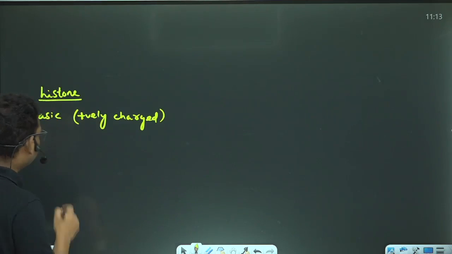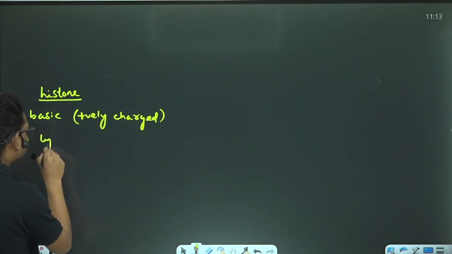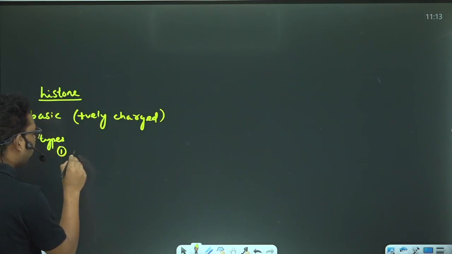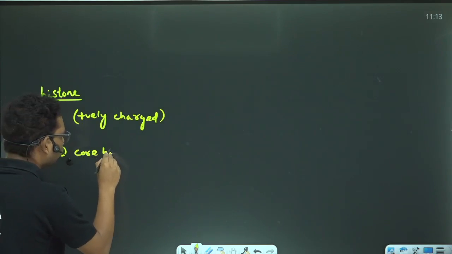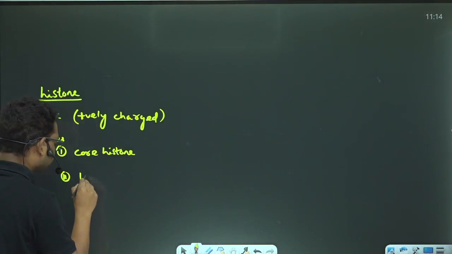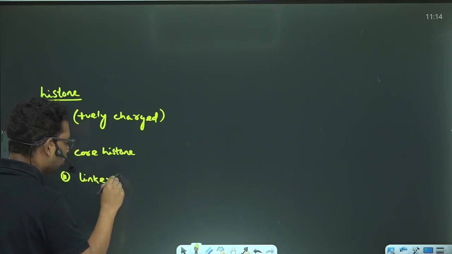And then these histone proteins are of two types. What are those? So I will write types. When you talk about the types, one is called core histone, and second is called linker histone.